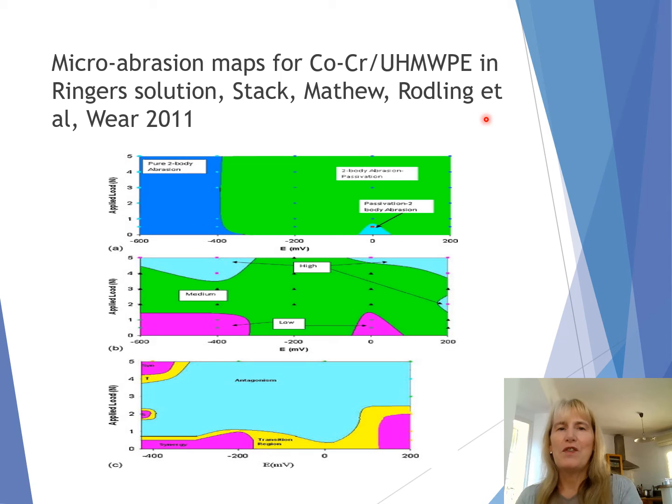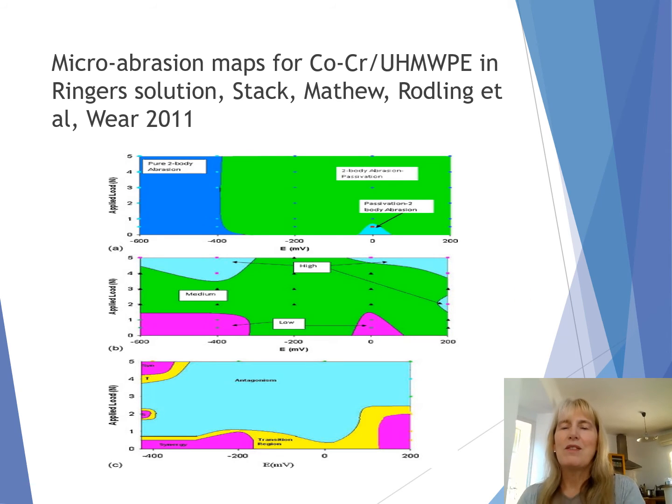What we showed here for the simulated hip solution was that we could develop micro-abrasion maps. This is just the regime map, the wastage map, and the synergy map based on the conditions. But in this particular area, just at 0 volts, and heading up to more positive applied potential, we're getting a film on the surface which is providing some protection. It's rather interesting to have observed that.